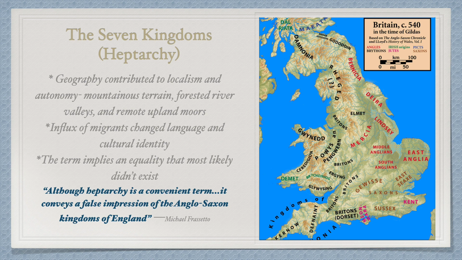In my readings, I found differing ideas in regard to the seven kingdoms. Heptarchy implies an equality that most likely didn't exist between the kingdoms. Michael Frassetto said, although heptarchy is a convenient term, it conveys a false impression of the Anglo-Saxon kingdoms of England. And then he went on to say that the term is best relegated to history's trash heap. And I thought, well, okay. Everybody has their ideas, don't they?